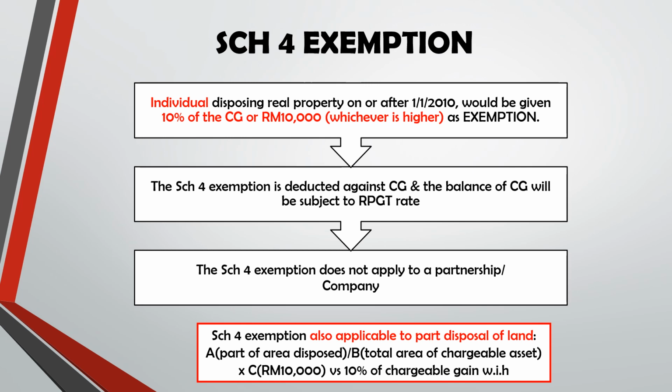Schedule 4 assumption is also applicable to part disposal of land. So we will use E per B times C, and then we compare with the 10% of the chargeable gain, whichever is higher. However, for learning purposes, we seldom look at this for part disposal of land, which means when it comes to part disposal, we still use the full Schedule 4 assumption, either 10% of chargeable gain or 10,000.